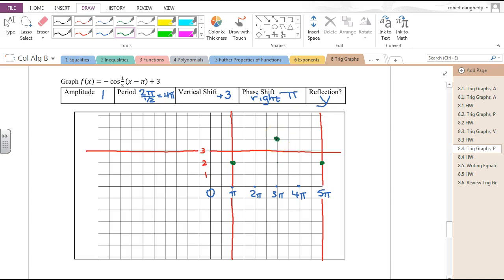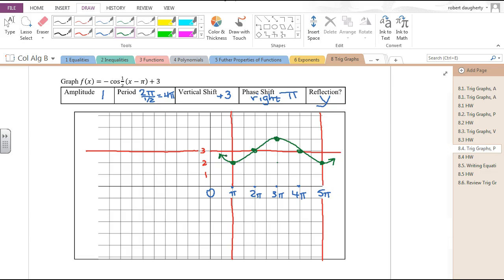And then the easy ones, halfway between these 2 points, I'm at what? 0. Halfway between these two, I'm at 0. So I keep saying 0, but technically I'm not at 0, I'm at 3 because this thing got moved up by 3. But I just pretend like this is my new axis. And then it's just a matter of connecting the dots at this point. Okay? So that is our graph. Negative cosine 1/2 x minus pi plus 3.